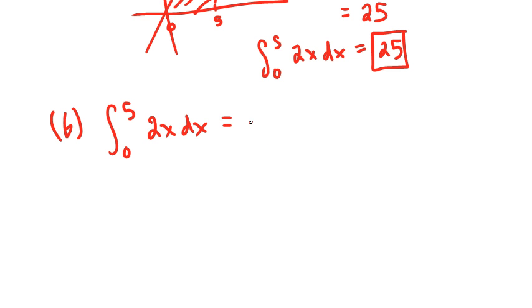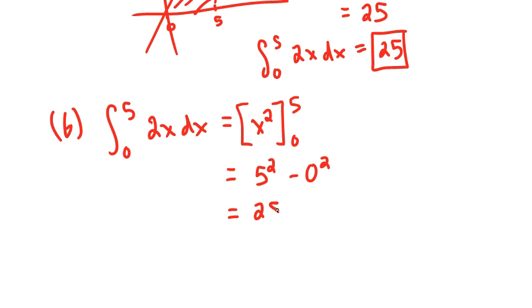An antiderivative of 2x would be x squared. Now I could put x squared plus 5, x squared plus 1, x squared minus 8, or x squared plus any value of c, but all we really need is one antiderivative, and x squared is a perfectly good antiderivative of 2x. We're going to evaluate this from 0 to 5. What that means is we plug in the 5 first, the top number first, then plug in the 0 and subtract. So we get 25 minus 0, or 25.